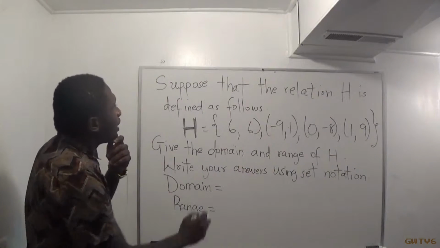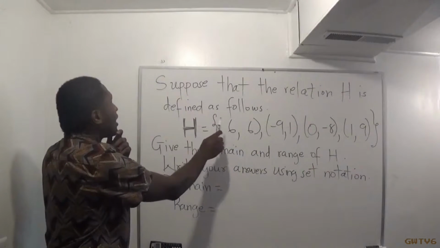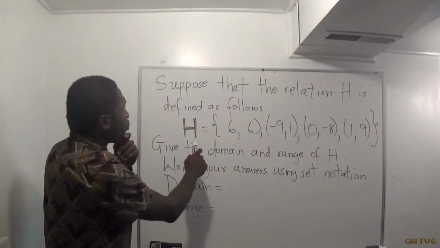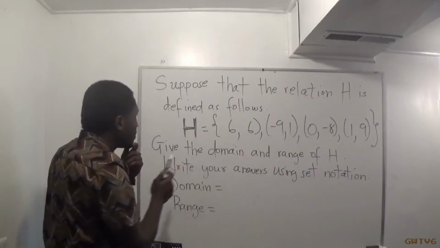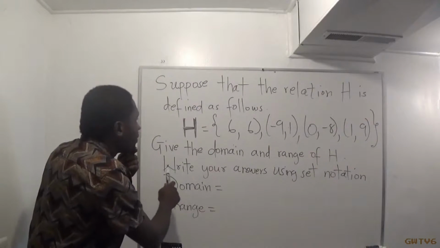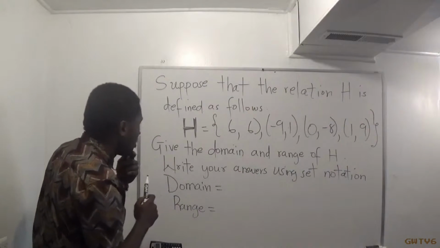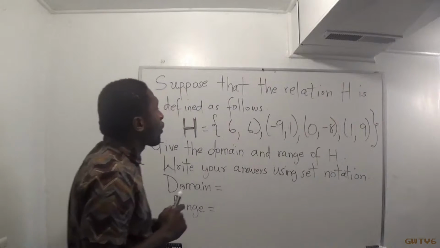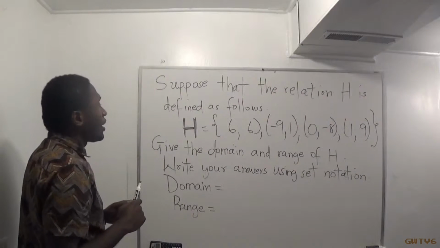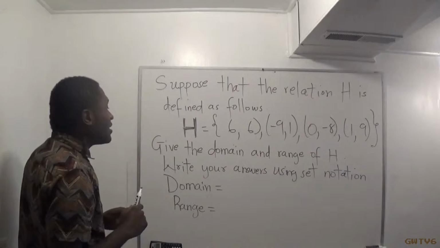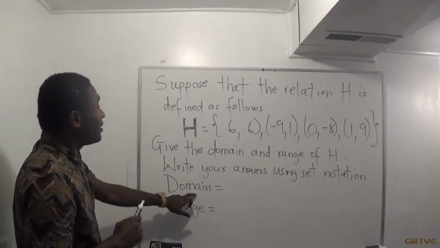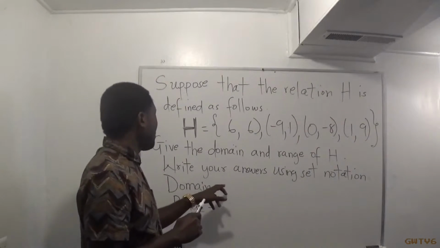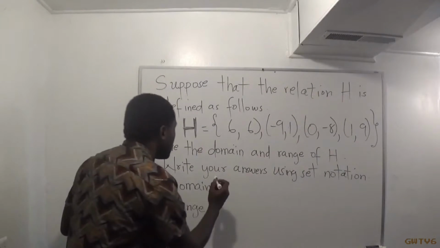Suppose that the relation h is defined as follows. H equals all these, and give the domain and range of h. Write your answers using set notation. Alright, so I learned that for domain, first of all, I have to write my answers using set notation.